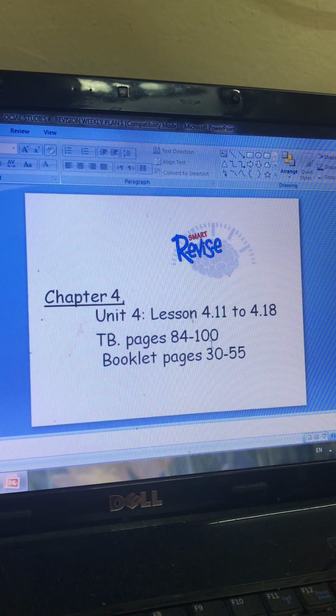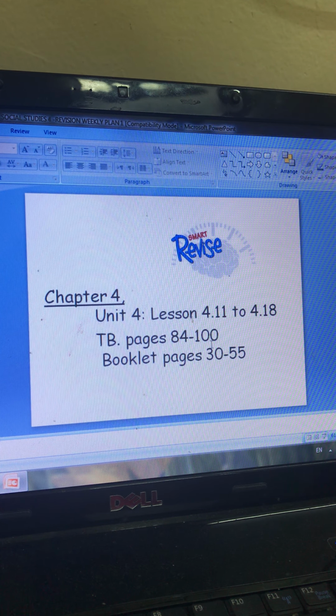Okay. 4.11 is about the government. Government can take many forms such as monarchy, democracy, or republic. A monarch is supported by other people who work in different groups within a government, called a council or ministry.